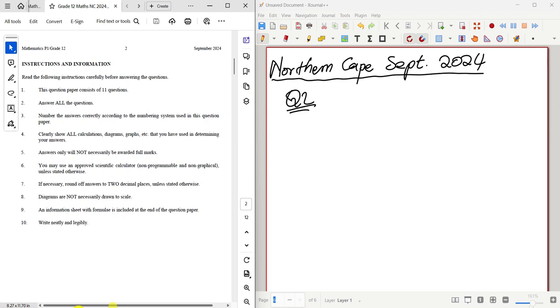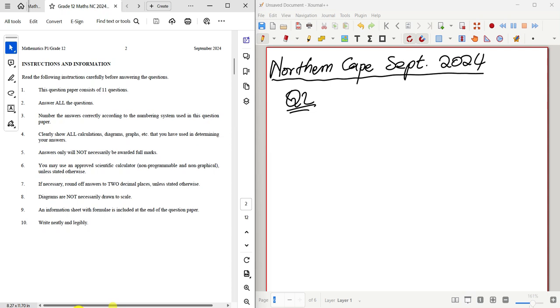If necessary, round off answers to 2 decimal places unless stated otherwise. So a tip here is that in the middle of your calculations, if you have long questions, if you happen to round off, at least round off to a minimum of 4 to 5 decimal places, then only round off your final answer to 2 decimal places. Otherwise, you are good to go.